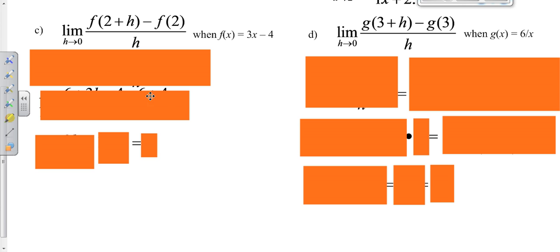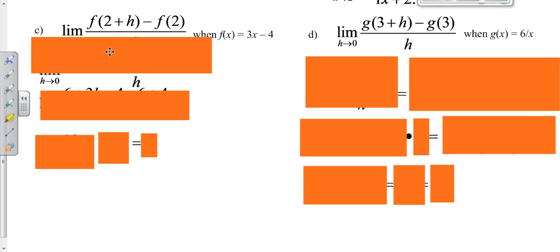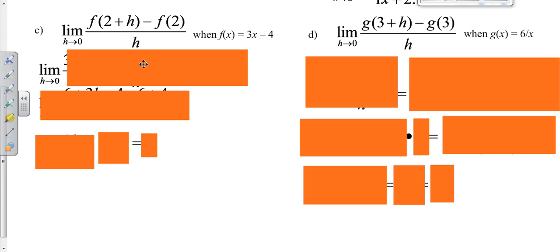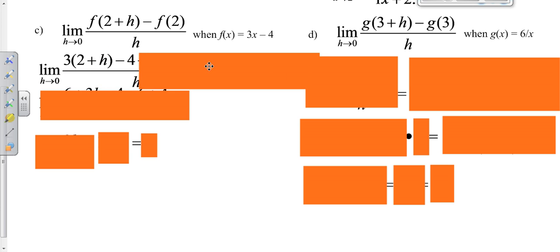Well, there's a couple ways we can do this problem. This is our instantaneous rate of change formula, our IROC formula. So all we're going to do is put it over h. Now we've got to take this 2 plus h and plug it in here where we see an x. So it's going to be 3 times our 2 plus h with a minus 4. Then it says we've got to subtract what we get when we plug in 2. We plug 2 right here.